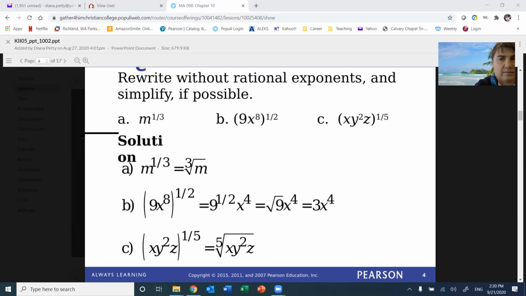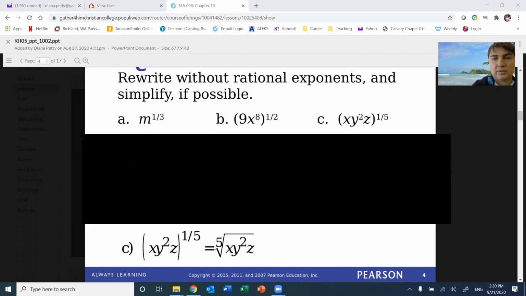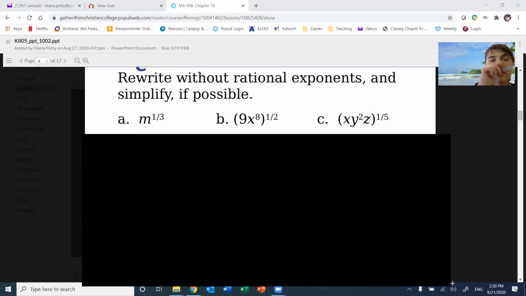Right here, covering only the solutions. Okay, so what did it say? It says rewrite it. No, write it again. Is what it says. Rewrite. Right. See what it says? Without the rational exponent. What do they mean?